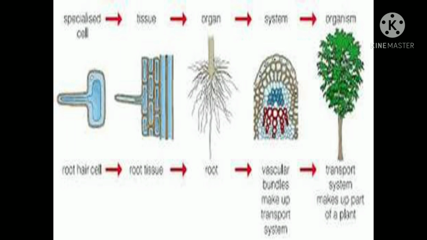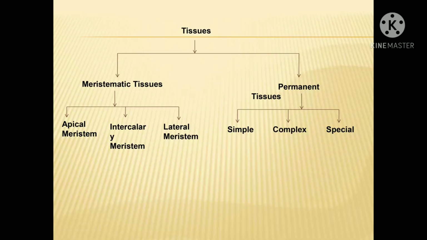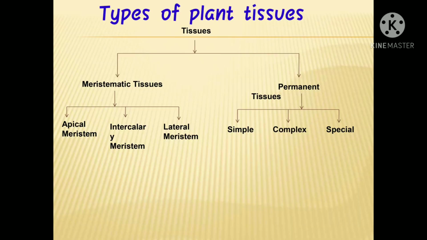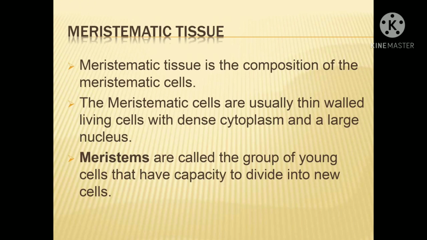The first one is meristematic tissue, the second one is permanent tissue. Meristematic tissue is again divided into three types: apical meristem, intercalary meristem, and lateral meristem. And in permanent tissue, there are simple, complex, and special. For your syllabus, only simple and complex we will discuss.